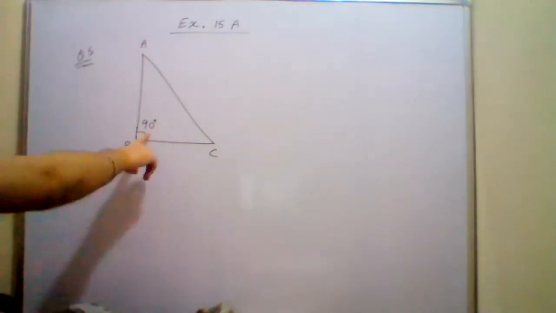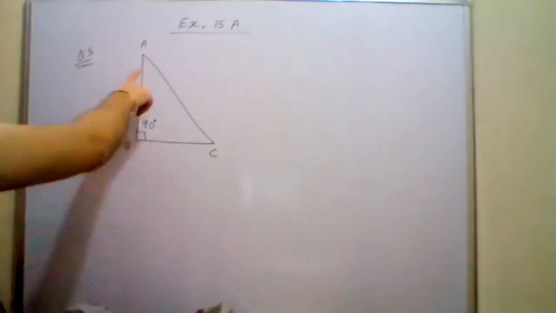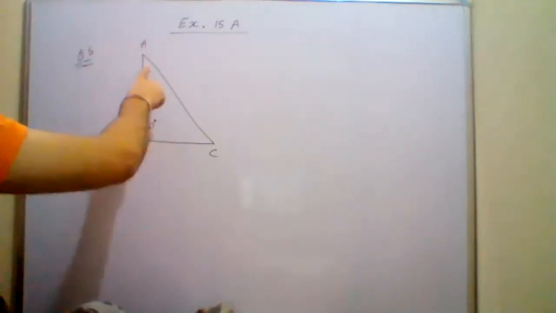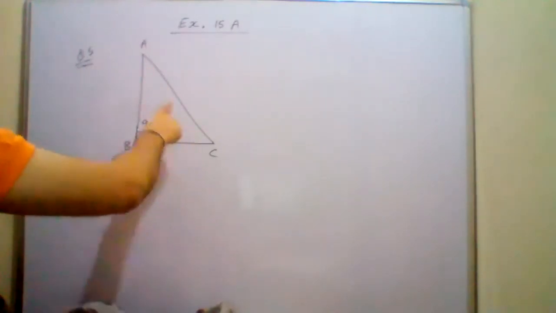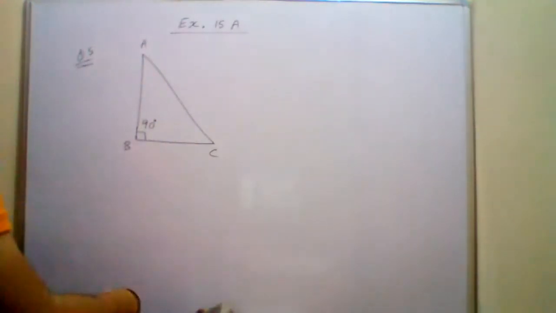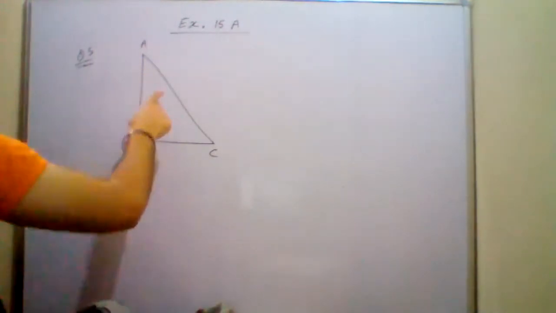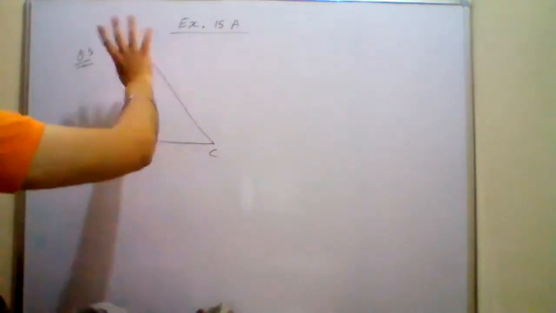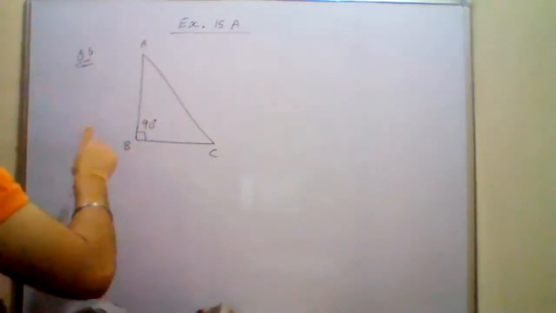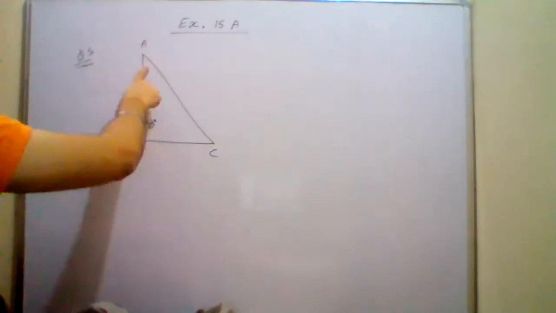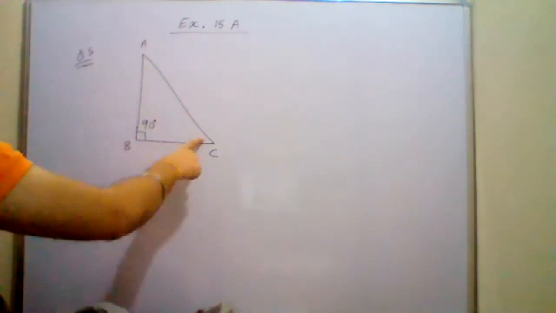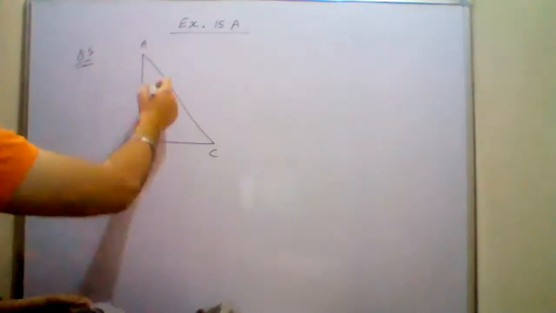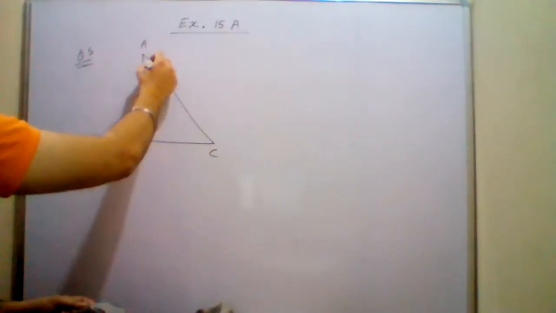Now, one angle is 90 and the other two angles, you can see them. Can you all tell me whether these two angles are acute or obtuse? Angle A and angle C. These are acute, because they are less than 90. So you all know that a right triangle always has one angle of 90 and the other two angles are always acute.